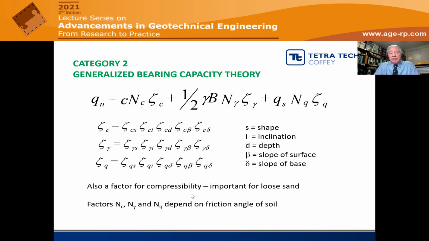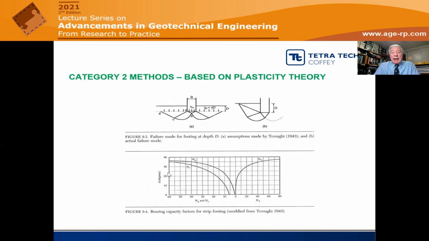There's also a factor for compressibility, which I'll show you can be important for loose sands. And these bearing capacity factors, Nc, Nγ, and Nq, well recognized, depend on the friction angle of the soil. Here are some solutions showing those 3 methods. They were modified from Terzaghi's original theory, but they are plotted against the friction angle, and the higher the friction angle, the bigger is the theoretical bearing capacity factor.